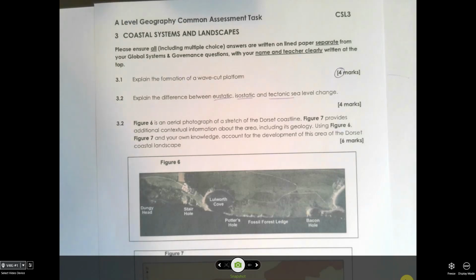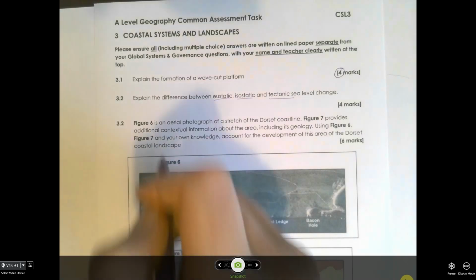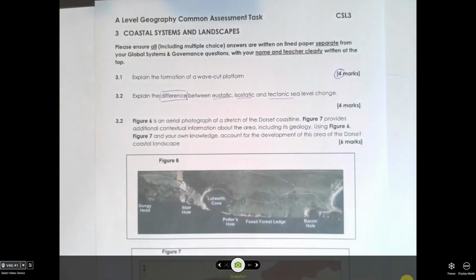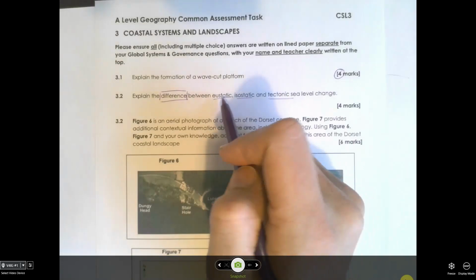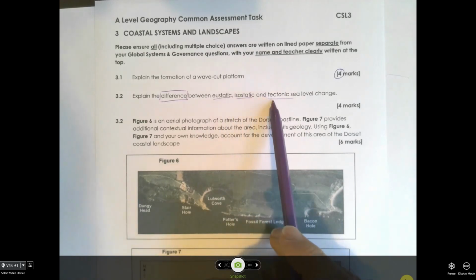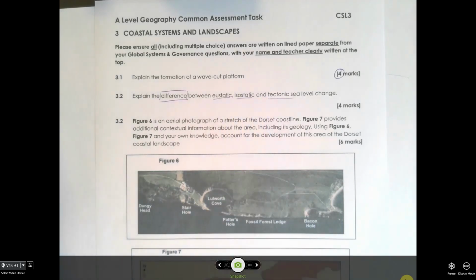The trap that you don't want to fall into with this question is just describing what those three processes are. So we're not just looking for a definition of those three processes. It's important to remember that the command word in this question is to explain the difference between them. So you want to pick out maybe how eustatic and isostatic sea level change are different from each other, or how isostatic and tectonic sea level change are different from each other.